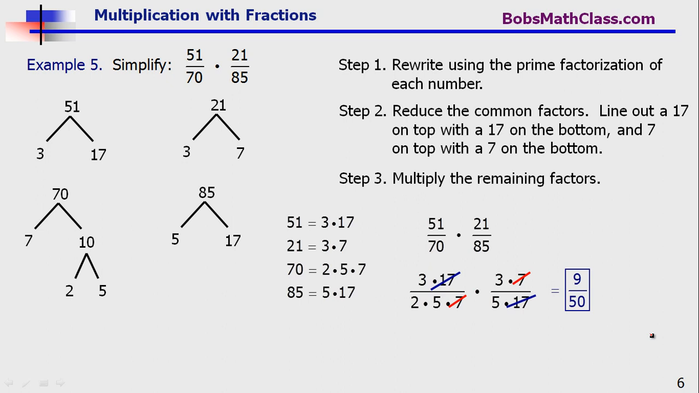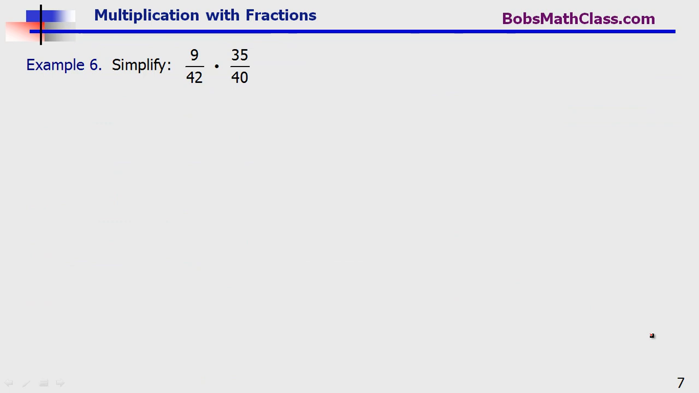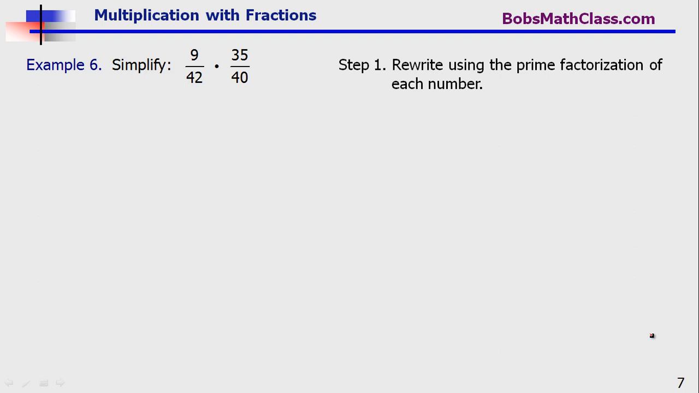Alright, let's do another example. This one's not too bad. If you saw this problem, you might want to do the cross-canceling method. We're going to go ahead and still do the prime factorization just so that we get a better handle of it. Again, you might want to pause, work out each of the prime factorizations, replace each numerator and denominator with its prime factorization, and then line out the same factor on top with the same factor on the bottom, and multiply across.